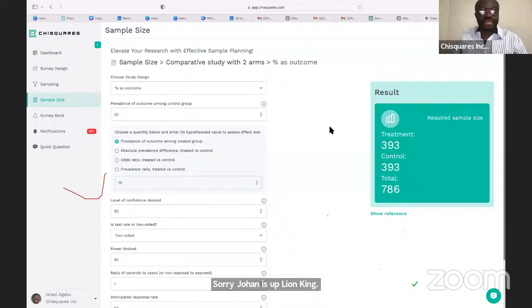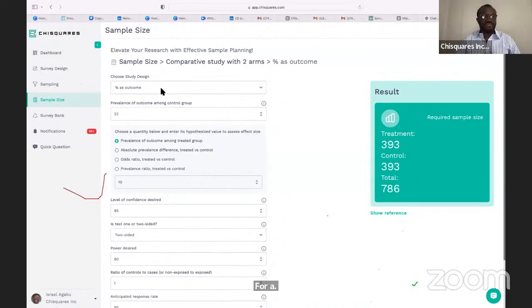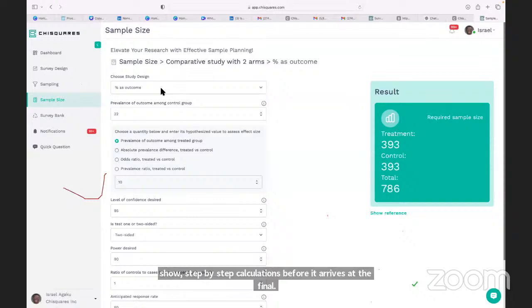All right, so that's how you calculate sample size for a confirmatory study. So if you have questions, please, you can ask before we leave that. Yes, Prof, my question here is, how do we know the author of the formula behind these calculations? And is it possible, for academic purposes, for the software to show step-by-step calculations before it arrives at the final answer, like 786?